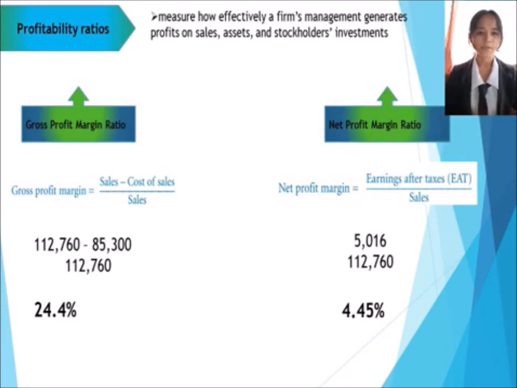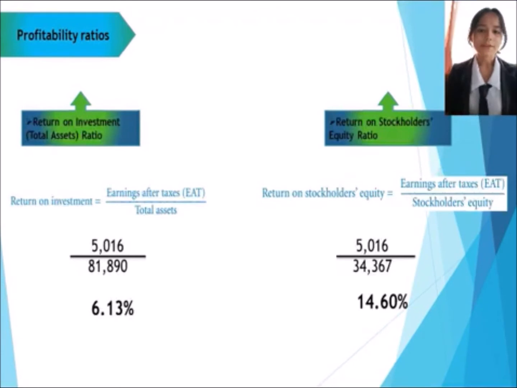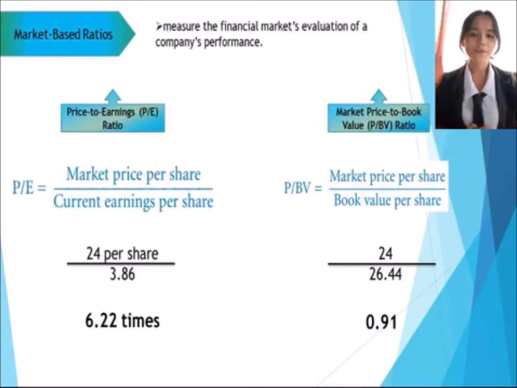The second profitability ratio is the net profit margin, which measures how profitable a company's sales are after all expenses have been deducted. This includes taxes and interest. The third one is the return on investment ratio that measures a firm's net income in relation to the total asset investment. And lastly, the return on stockholders' equity ratio that measures the rate of return that the firm earns on stockholders' equity.